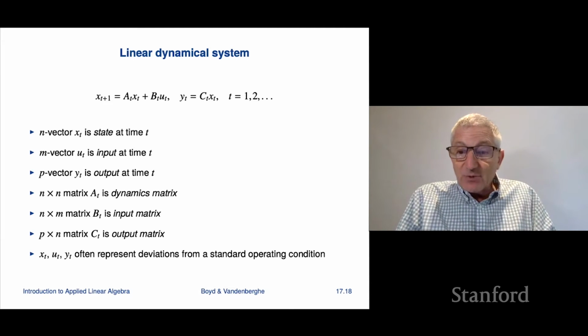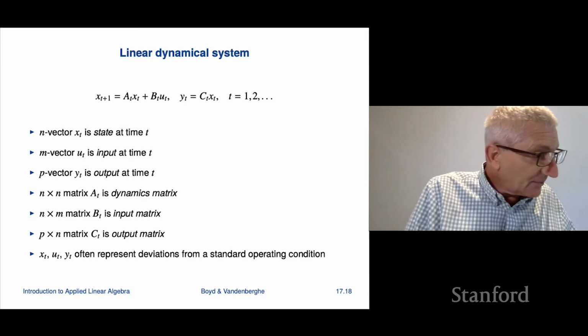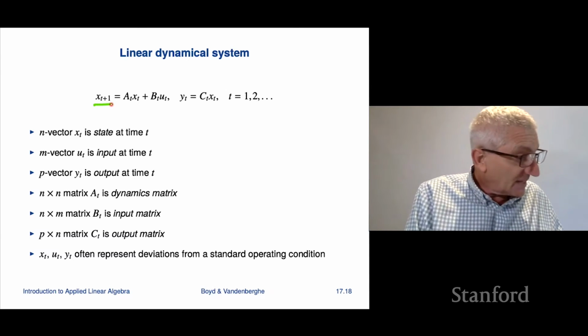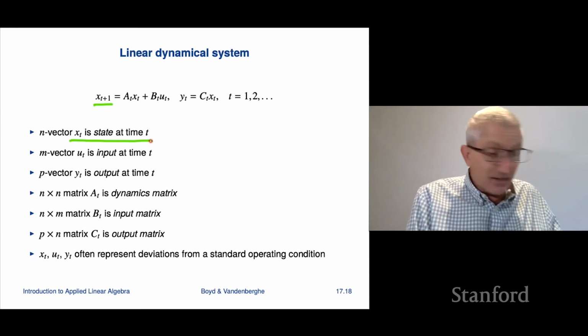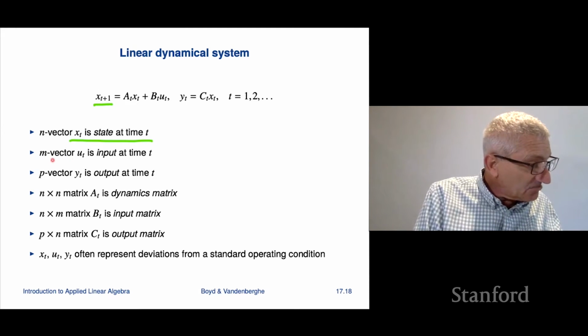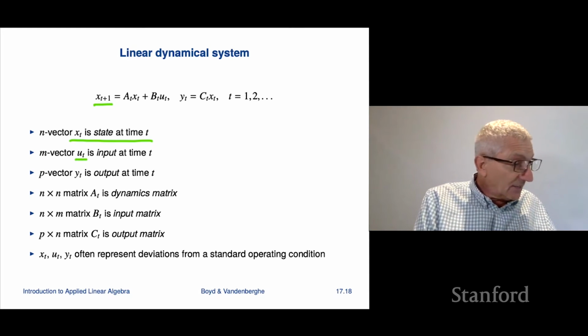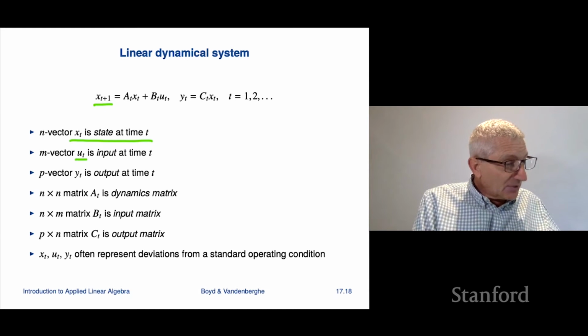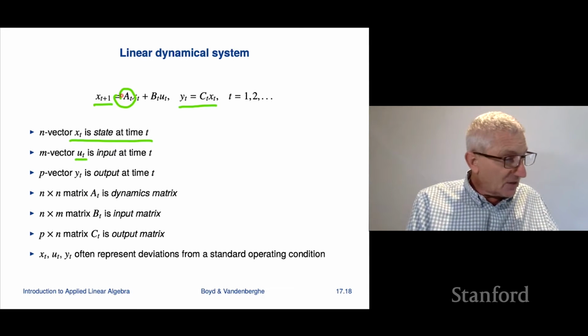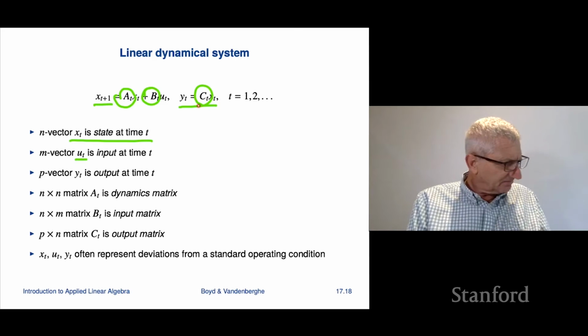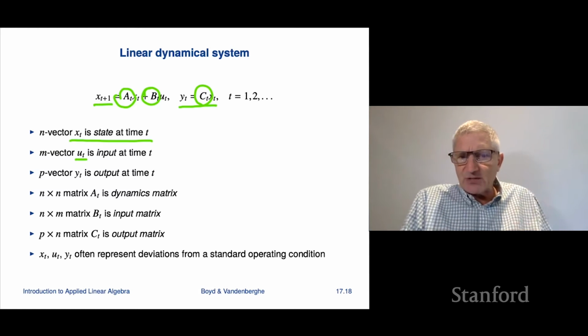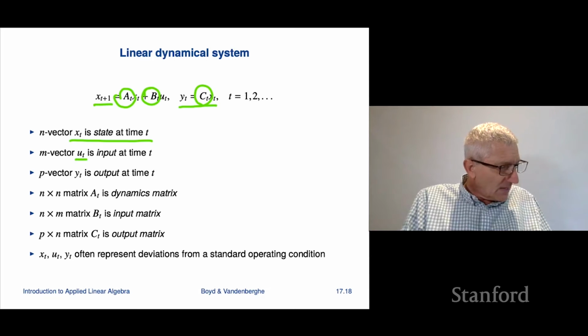The setting is we have a linear dynamical system. We have a state, x_t, that's an n-vector. We have an input, u_t, and I'm using the traditional terms that people would use in control. That's an m-vector. I have an output, y_t, related to the state. A is called the dynamics matrix. B is called the input matrix. C is called the output matrix, or sensor matrix is another name for it.